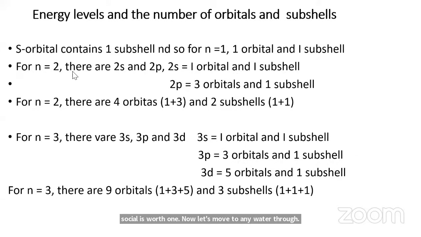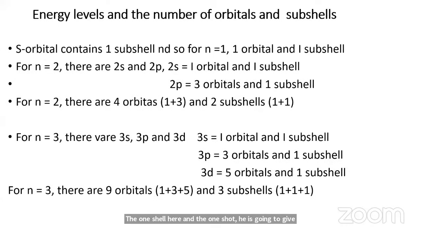For n equal to 2, there are 2 orbitals, the s and the p orbital. Good. Now the 2s will have 1 orbital, which is just the s, and 1 subshell, because it's just the s. Now the 2p will have 3 orbitals and 1 subshell. Now the 3 orbitals here plus this 1 orbital is going to give us 4 orbitals. The 1 subshell here and the 1 subshell here is going to give us 2 subshells.